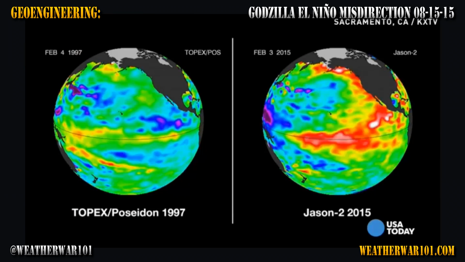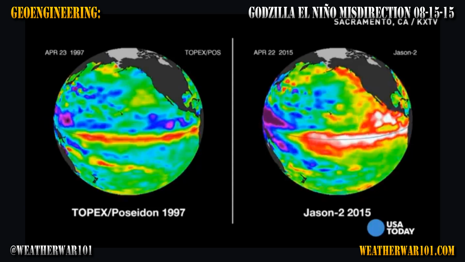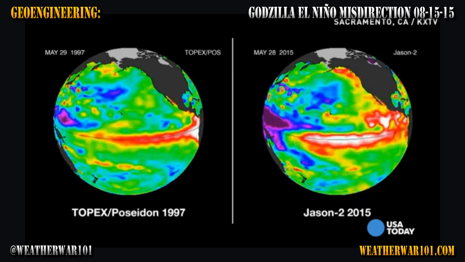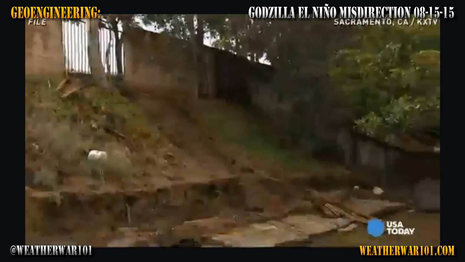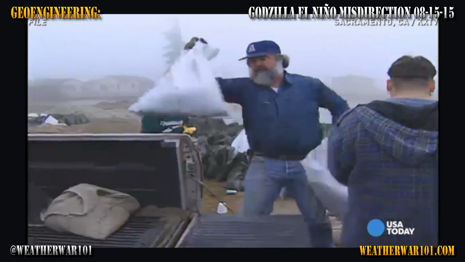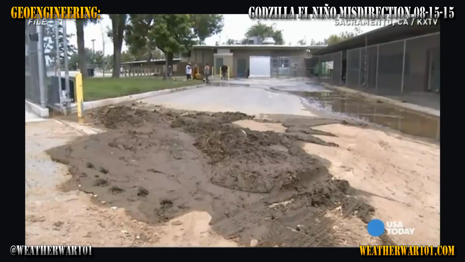The graphics are stunning. On the left, the monster El Niño of 1997. On the right, the building El Niño of 2015. Stronger now than the build-up to the 1997 event that sent mudslides pouring down mountains and caused widespread flooding across California that left $500 million in damage.